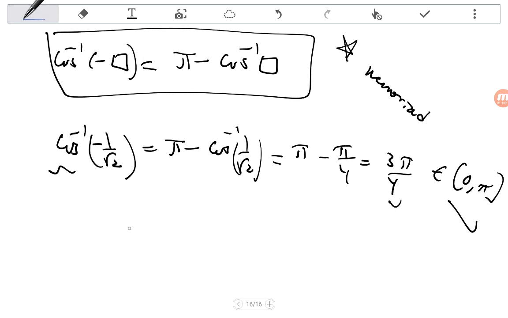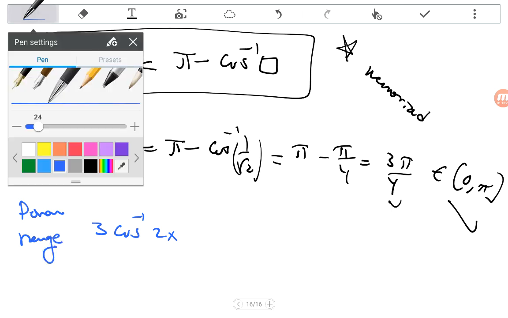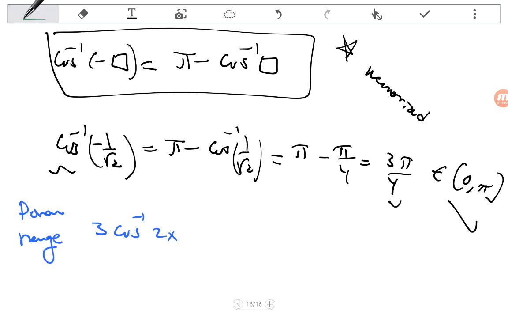What about the domain of 3 cosine inverse 2x? Find the domain and range. The domain is simple. You take 2x from negative 1 to 1. So x will be from negative half to half.